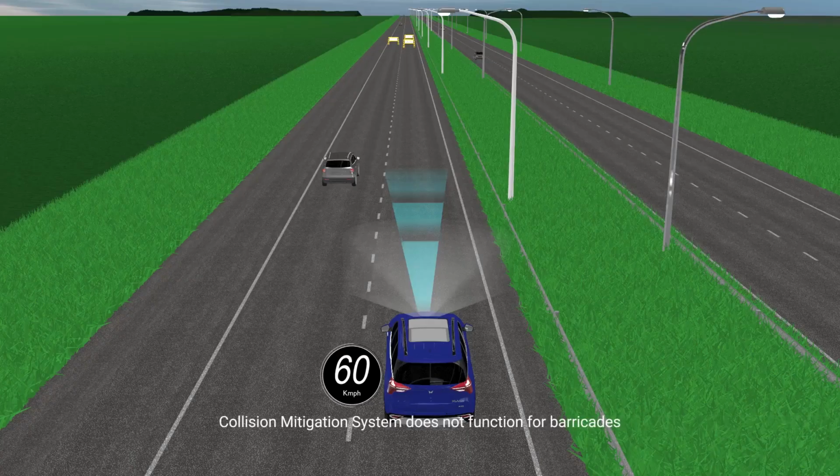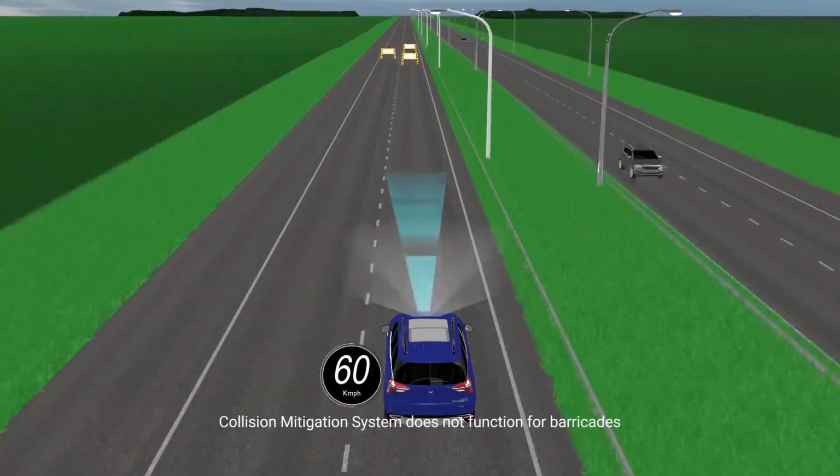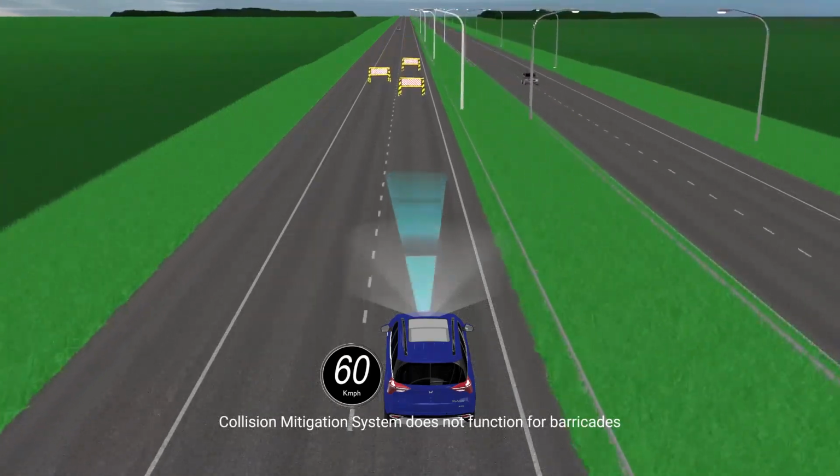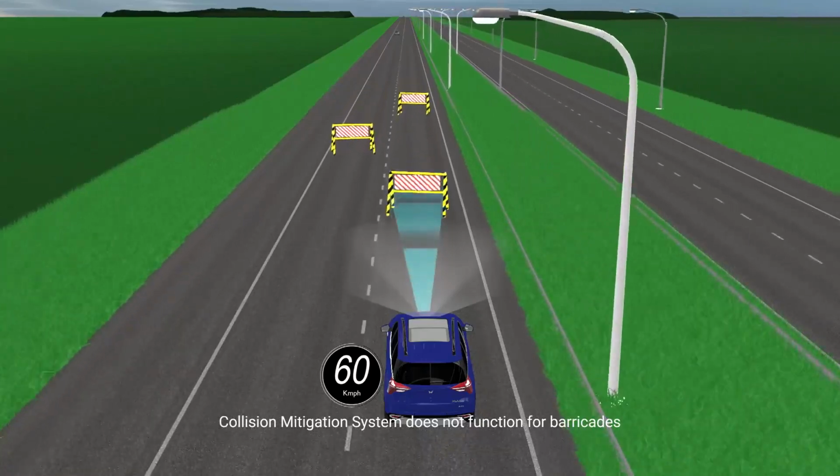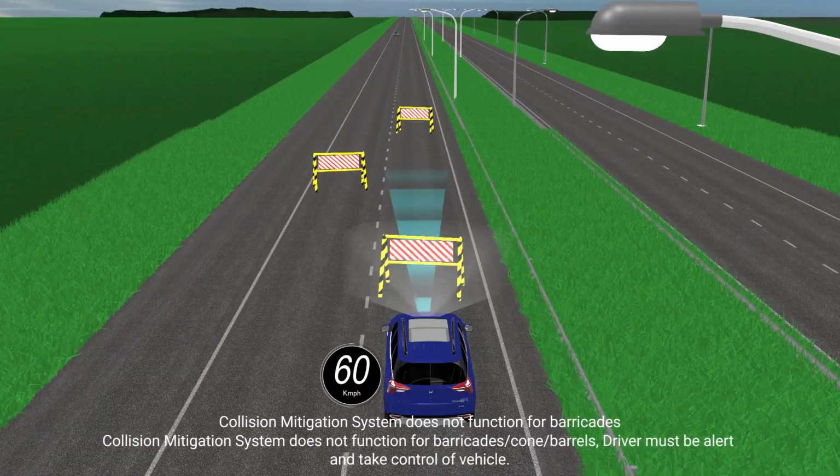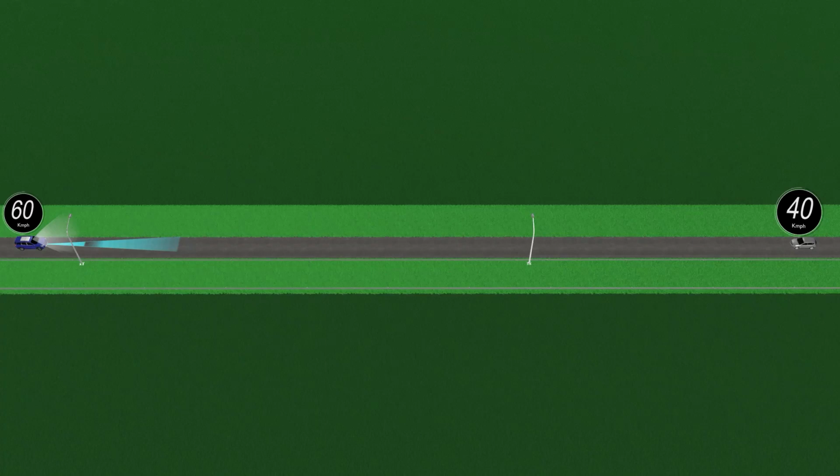Collision mitigation system does not function for barricades.